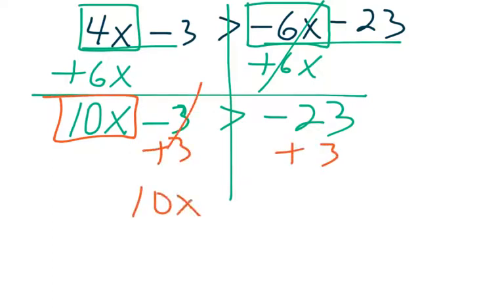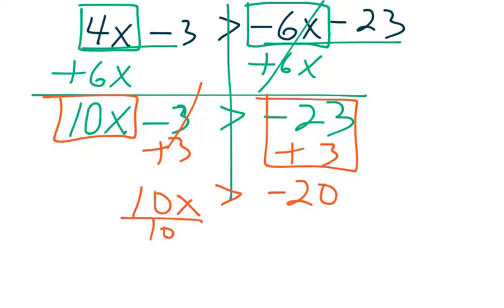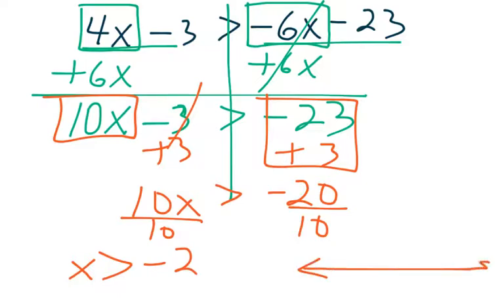10x is going to be greater than negative 20. Subtract, keep the sign of the bigger number for that answer. Last step, divide by 10. X is greater than negative 2. We've got to make sure we graph our answer. So that's going to be an open circle at negative 2, and we want to shade numbers bigger than it, so shade to the right. Now let's do that same exact problem, but by moving the 4x first.